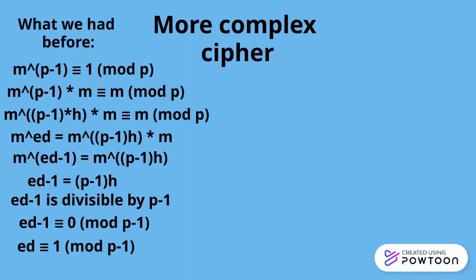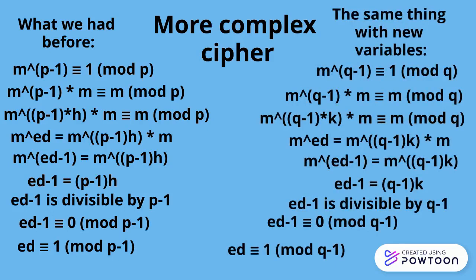So let's do the same math one more time, but this time with new variables. Our new prime number will be called Q, and we'll use K instead of H. I'll write out all the steps with the new variables, and there they are. Now, to add complexity, instead of just using one or the other, we're going to combine the mod P minus 1 and mod Q minus 1.